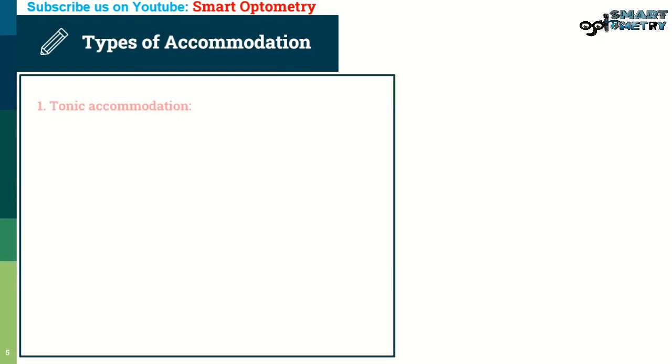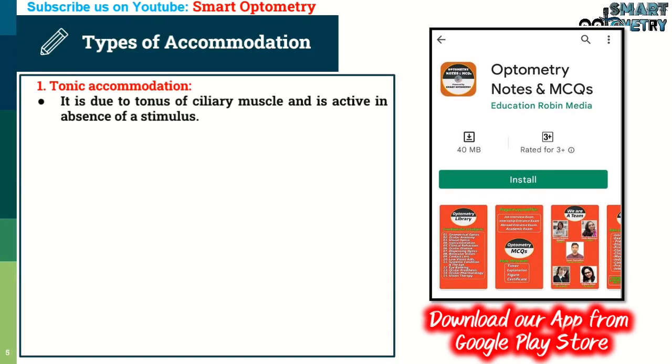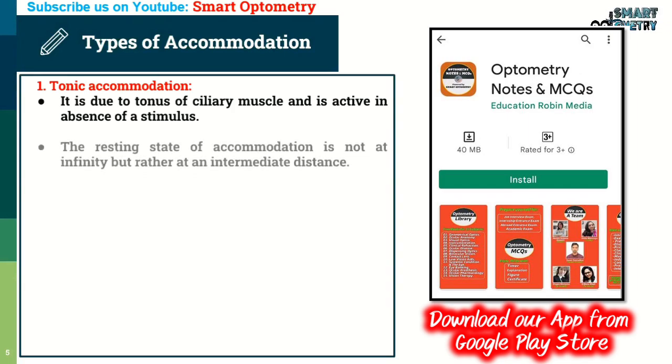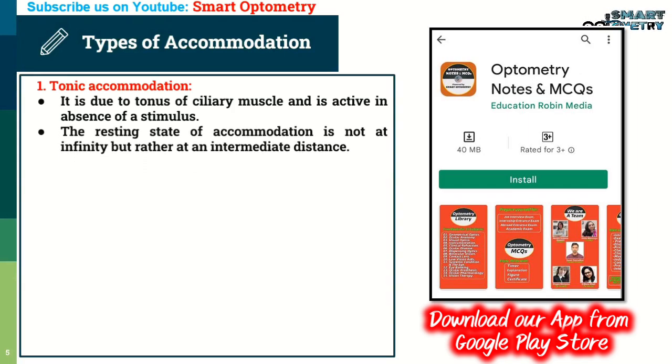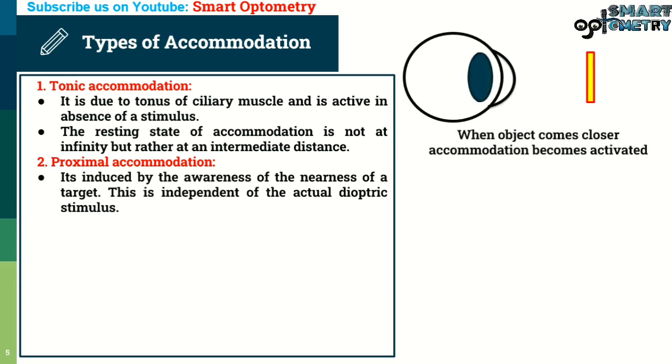Types of accommodation. 1. Tonic accommodation. It is due to tonus of ciliary muscles and is active in the absence of a stimulus. The resting state of accommodation is not at infinity but rather at an intermediate distance. 2. Proximal accommodation. It's induced by the awareness of the nearness of a target. This is independent of actual dioptric stimulus.